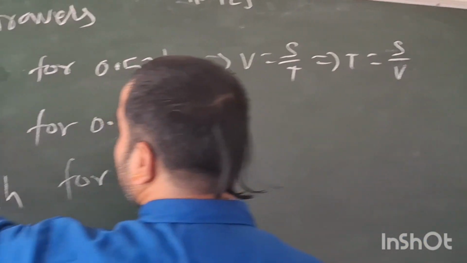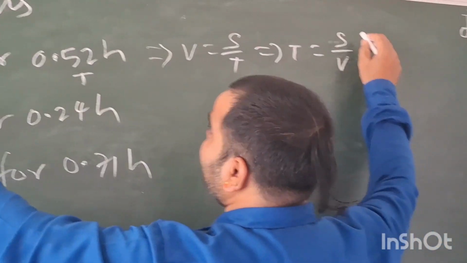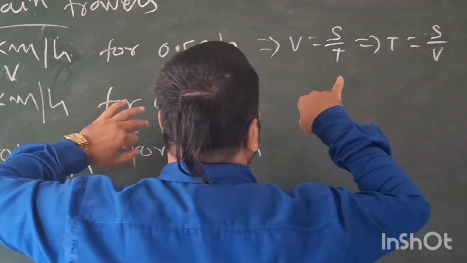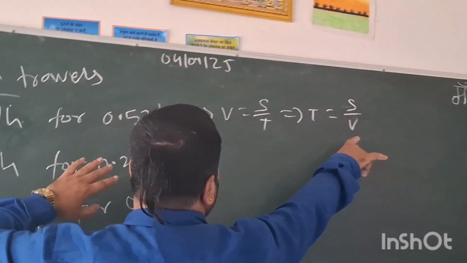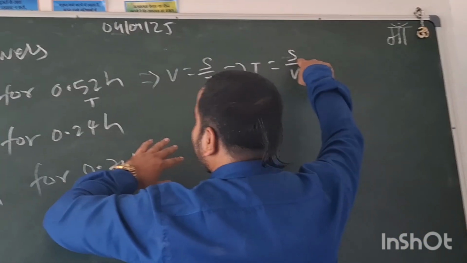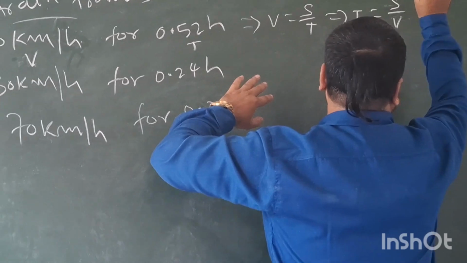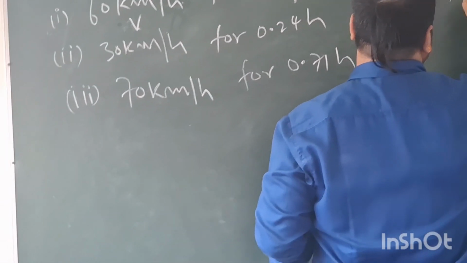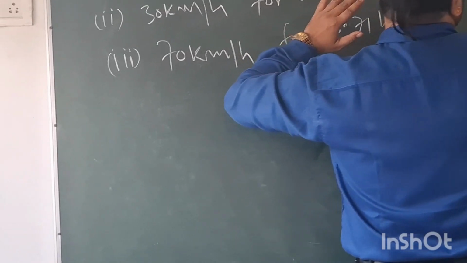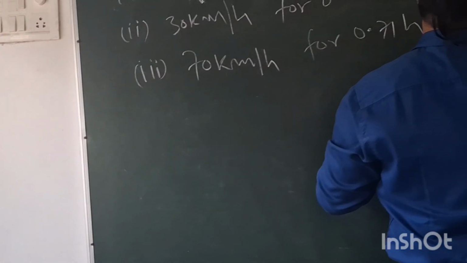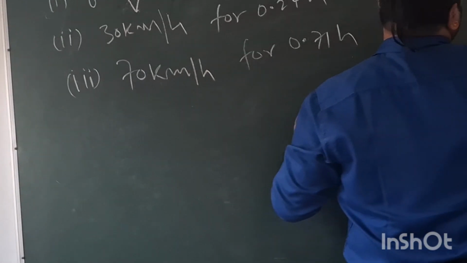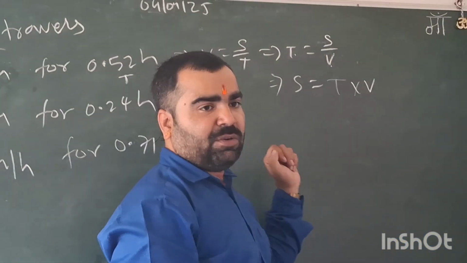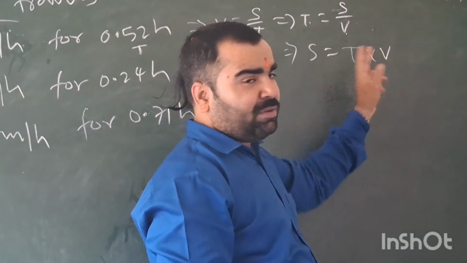Here the distance S is not given, speed and time are given. So S is equal to T into V: distance is equal to time into speed.